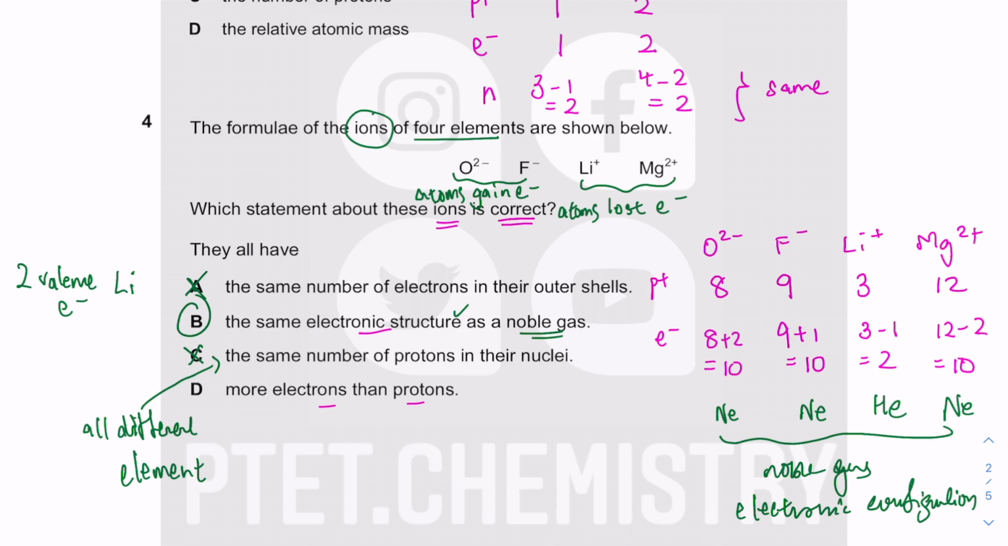More electrons than protons. This one, because they are positively charged, they have more protons than electrons. This is incorrect because we also have positive ions. Positive ions would mean the number of protons is more than the number of electrons. How do you get a positive charge? Because you have more protons than electrons. So this is not correct for all of the ions.